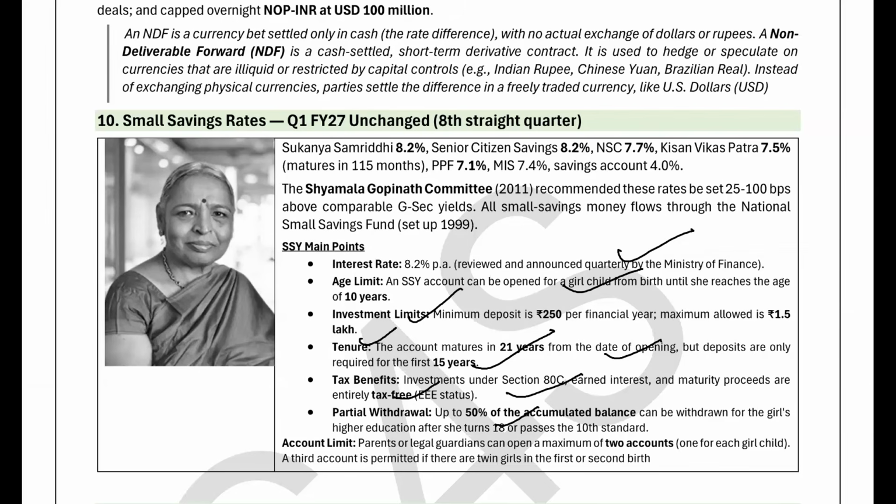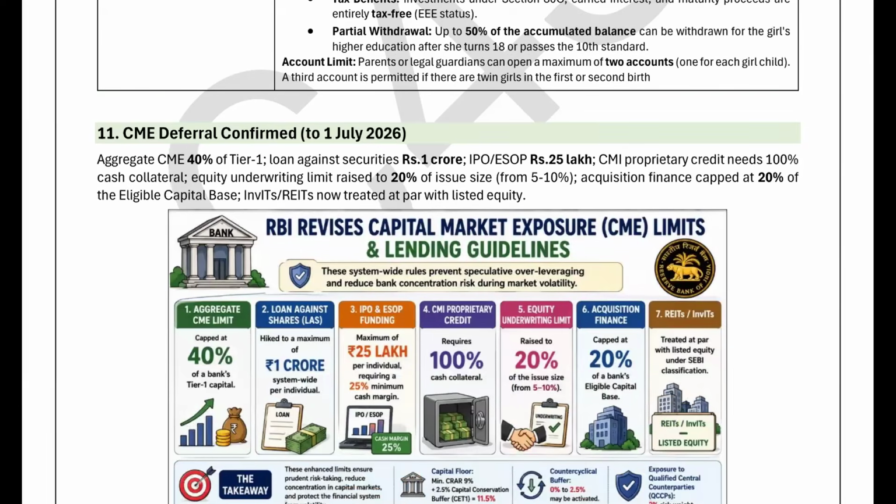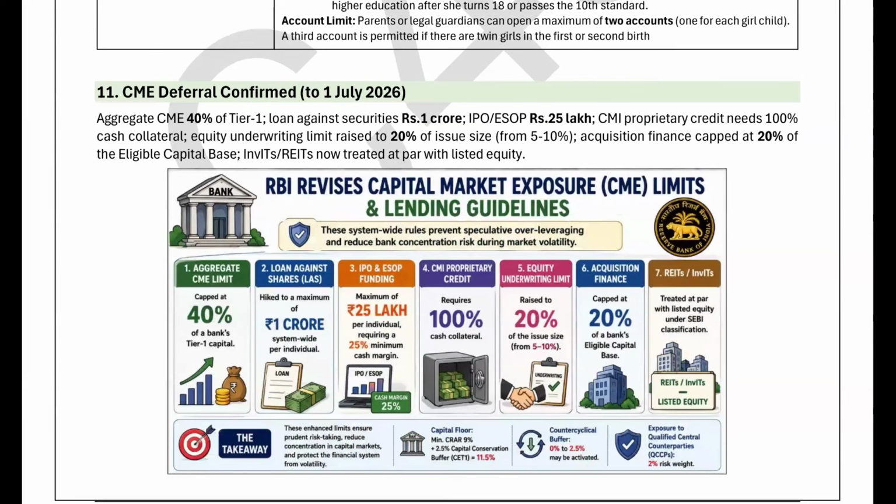Account limit: parents or legal guardians can open a maximum of 2 accounts, one for each girl child. A third account is permitted if there are twin girls in the first or second birth. Is it clear? Right, so this is all about the small saving rates, and you have to note down each and every point.